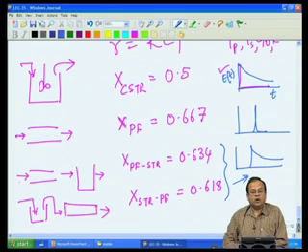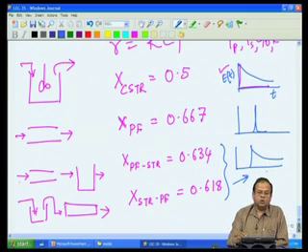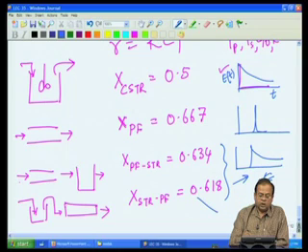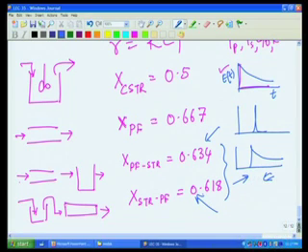So, definitely non-ideal flow patterns influence the conversion, but it tells you more than that. It says that even though the residence time distribution is the same, you may get two different levels of conversion, which implies that residence time alone is not sufficient to describe the conversion in a reactor.